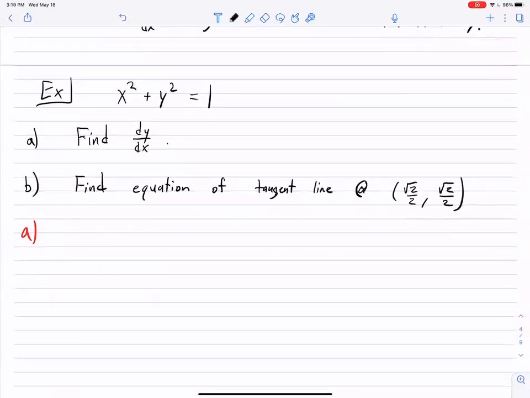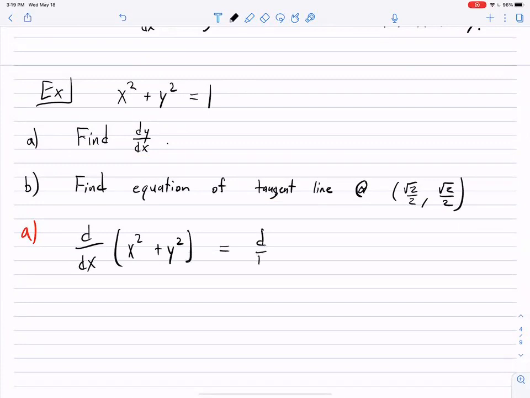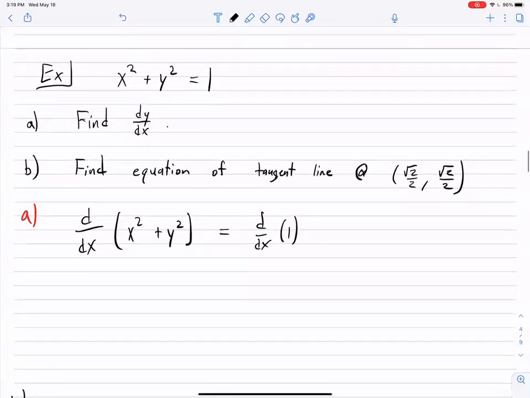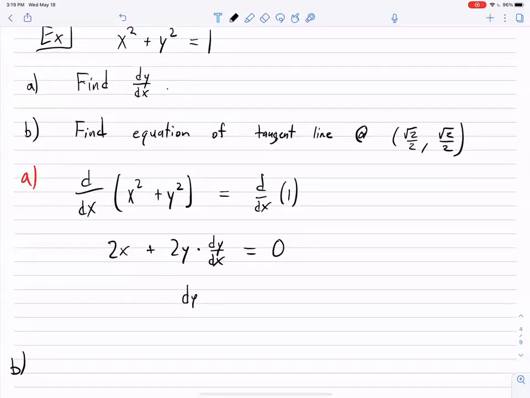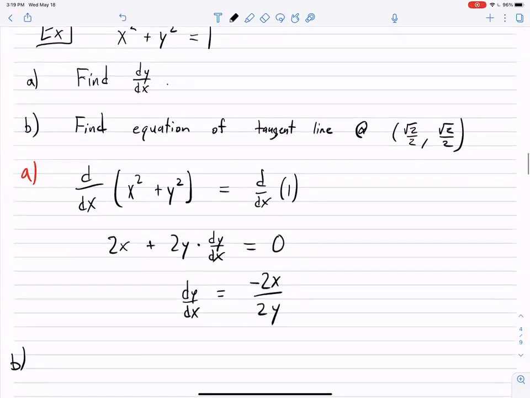So here's our circle example, x squared plus y squared equals 1. Let's find the derivative, dy dx, and then use that dy dx to find the tangent line at a given point. And so let's take d dx of both sides of the equation, equals d dx of 1. The derivative of x squared is just 2x plus the derivative of y squared, which if we treat that like x would just be 2y, but then you need to multiply by dy dx because it's not x, it's y, and this is equal to 0. And then now we solve for dy dx, so dy dx is equal to -2x over 2y, and so that's what dy dx is.